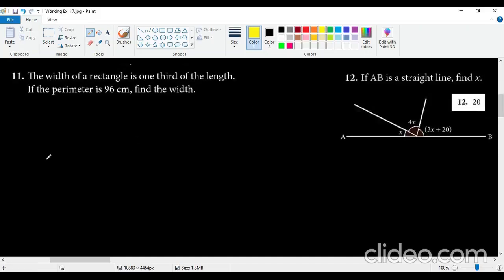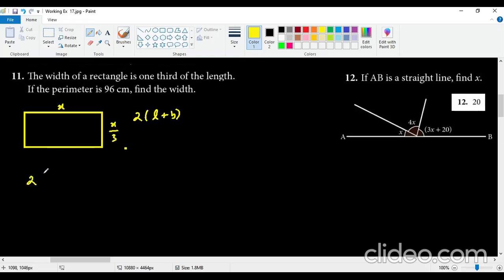When it comes to question number 11, it says the width of the rectangle is 1/3. That means if I have a rectangle something like this, and this is the length, so 1/3 is going to be x over 3. So the formula for perimeter is 2 times L plus B. So length is x and width is x over 3.